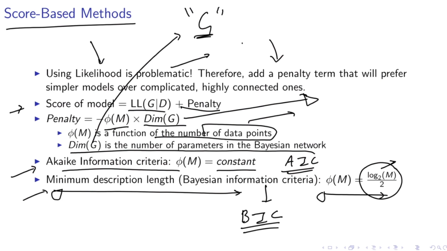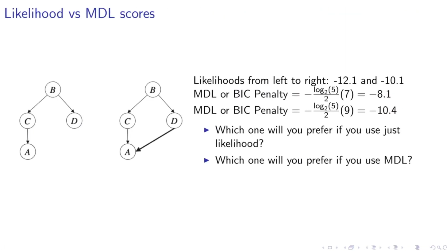I'm not going to go over that theory in this lecture. I suggest you read the book by Koller and Friedman, where these issues are discussed. So that's the idea: you have your log likelihood term and you add to it some penalty term. The penalty term is nothing but a negative term. So let's see what kind of models we will select when we use likelihood scores versus the so-called MDL scores or BIC scores.